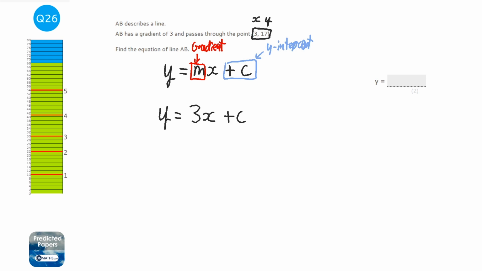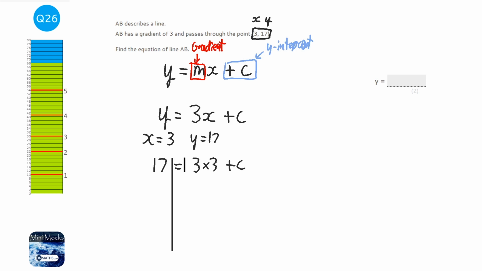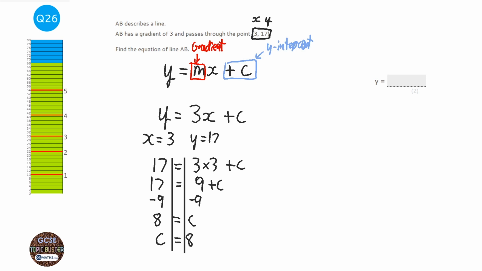So what I'm going to do is just put in the values of 3 for x and 17 for y. So it's going to be 17 equals 3 times 3 plus c. And I'm going to put my lines in so that I can solve it. So that's 17 equals 9 plus c. And we're going to take away 9 from both sides. So it's going to be 8 equals c, or just c equals 8.